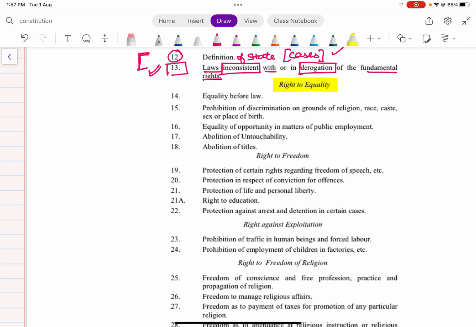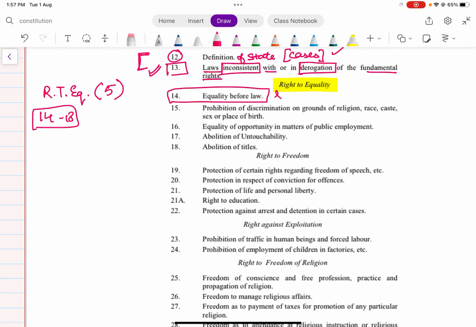You must remember this. The right to equality starts from 14 to 18, that means 5 rights it is having. Article 14 is equality before law and equal protection of laws. Again, very important.